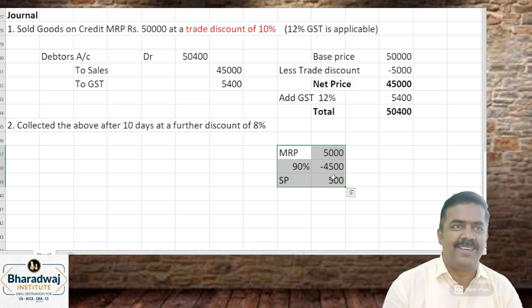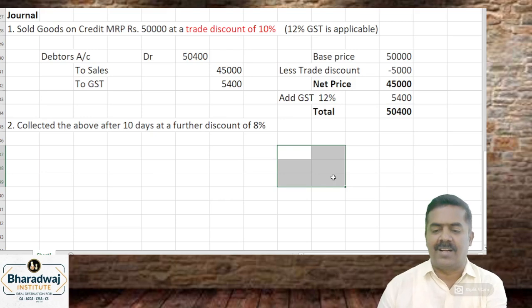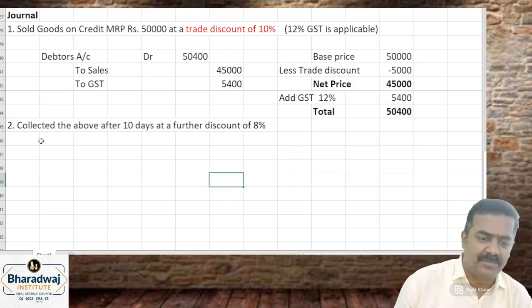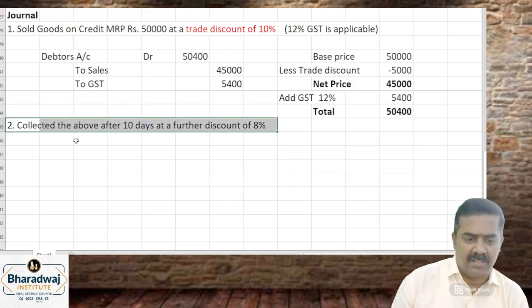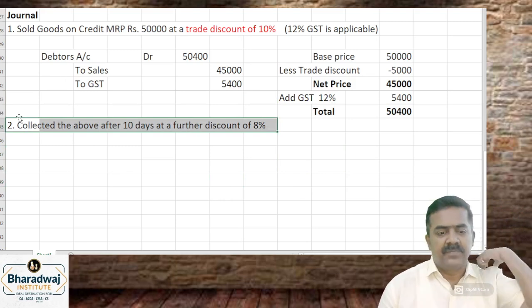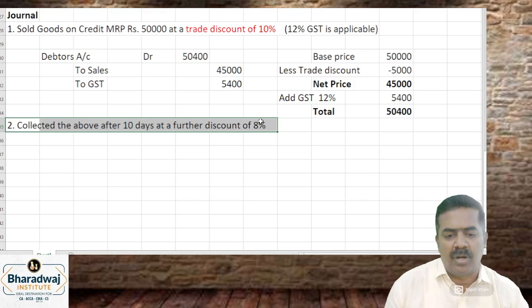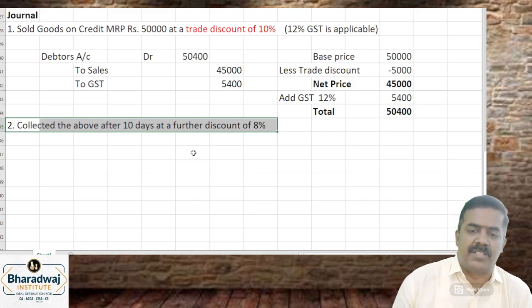So discounts are given to attract customers for what? Buying. Okay. Next. Collected the above after 10 days at a further discount of how much?